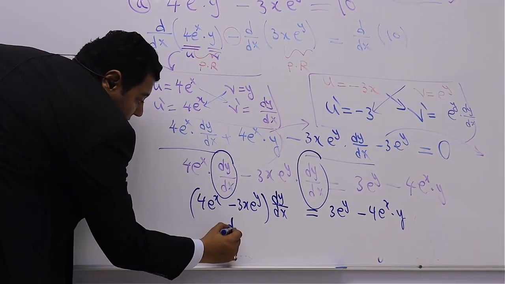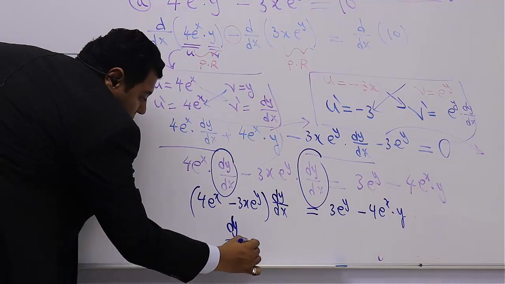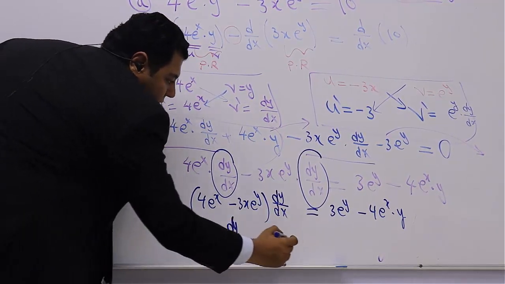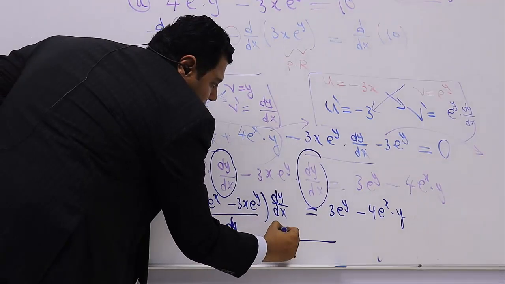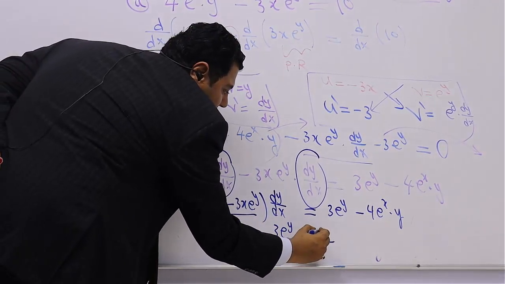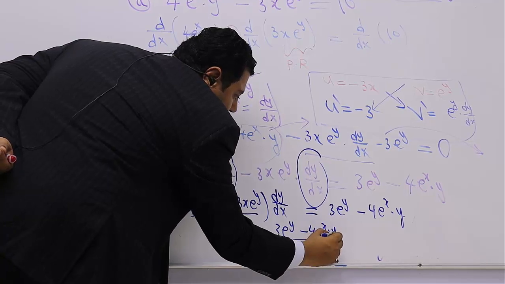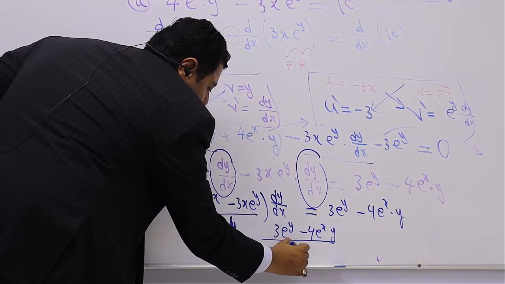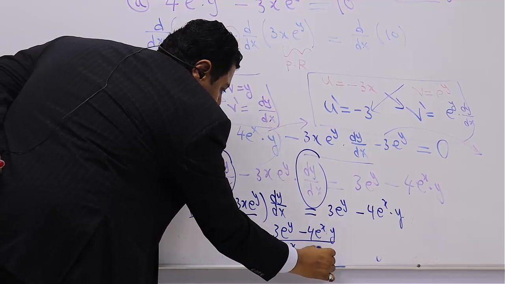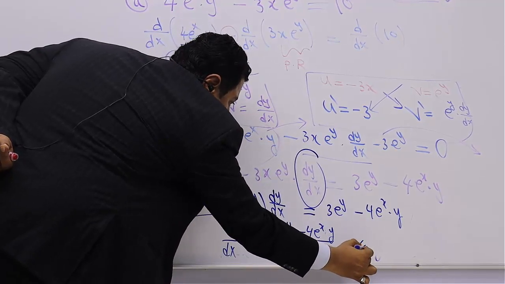Finally, to find dy with respect to dx, we only divide by its coefficient. So we just divide by this expression. It will be 3e to the power y minus 4e to the power x times y, all of this divided by 4e to the power x minus 3x e to the power y, and this is the final answer.